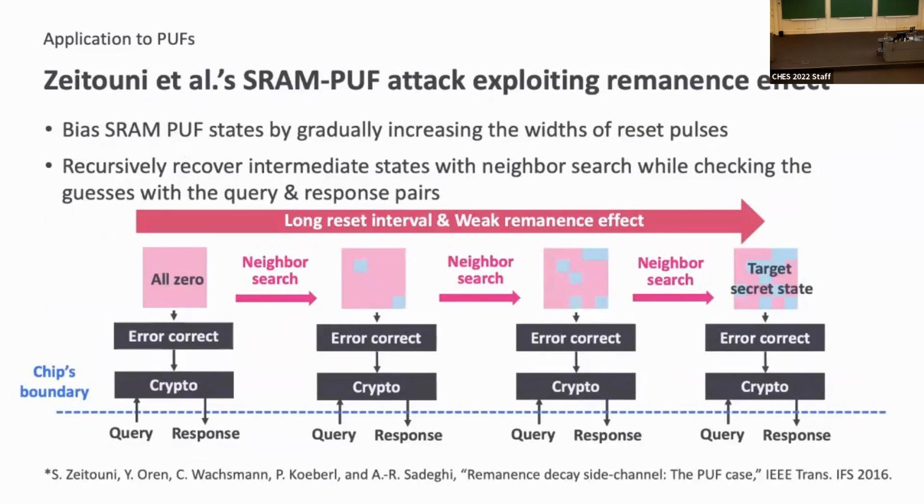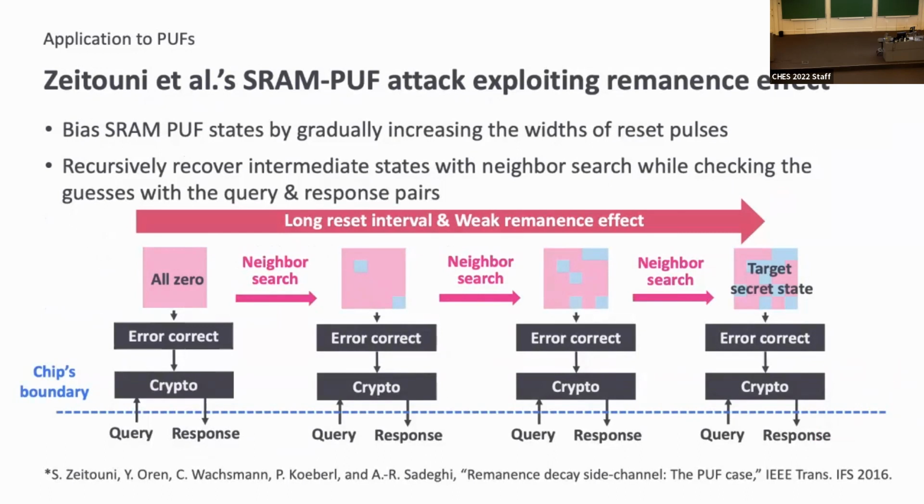Our attack is based on Zaitoni et al.'s SRAM PUF attack exploiting the remanence effect. The idea is to bias SRAM PUF states by gradually increasing the width of reset pulses, which enables a state recovery attack in PUF-based key storage.